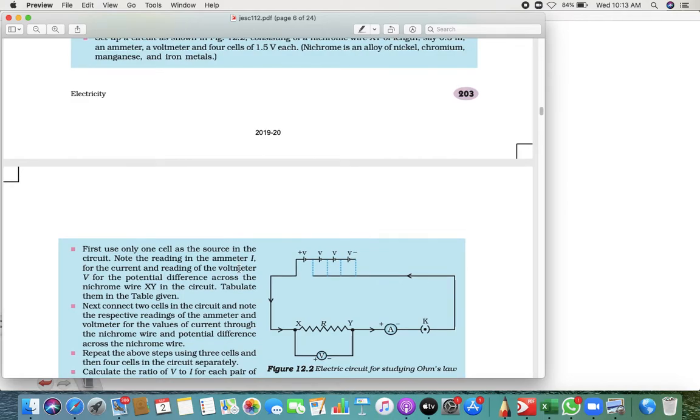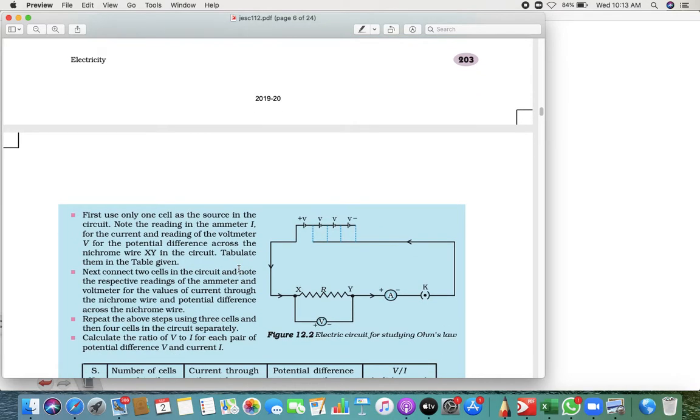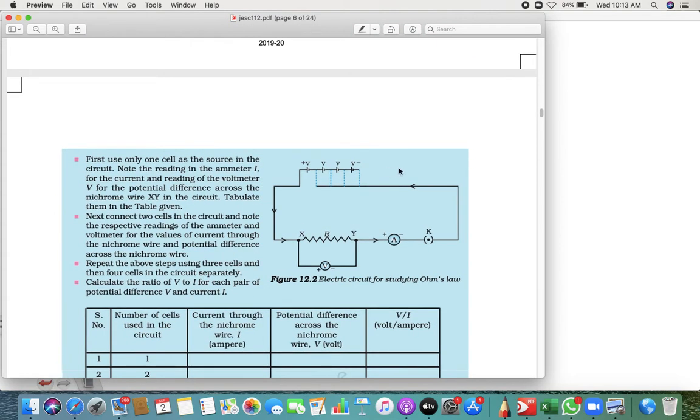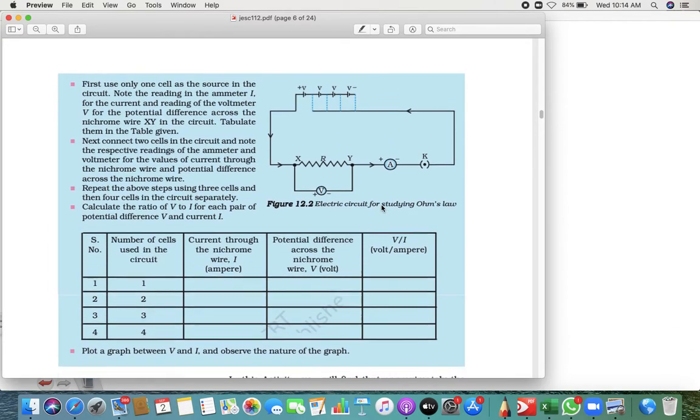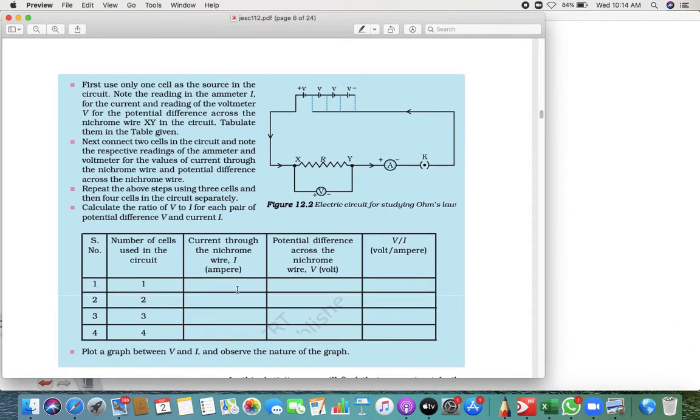Ohm's law tells you what? That in a circuit, if you see, they have here the resistance. This is the ammeter, this is the key, this is the voltmeter, and this is the battery. So here, when you change the voltage, the current also increases.